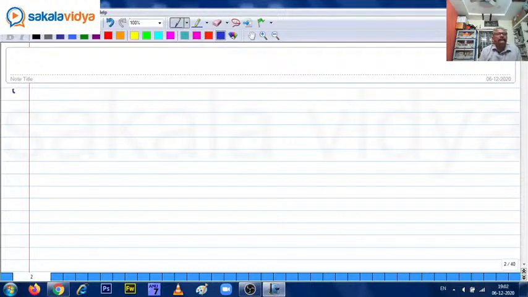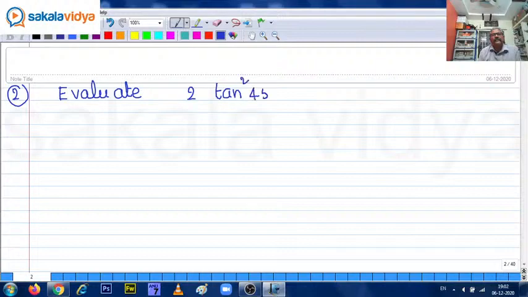Second question. Evaluate 2 tan square 45 degrees plus cos square 30 degrees minus sin square 60 degrees. Okay, let us solve this one.